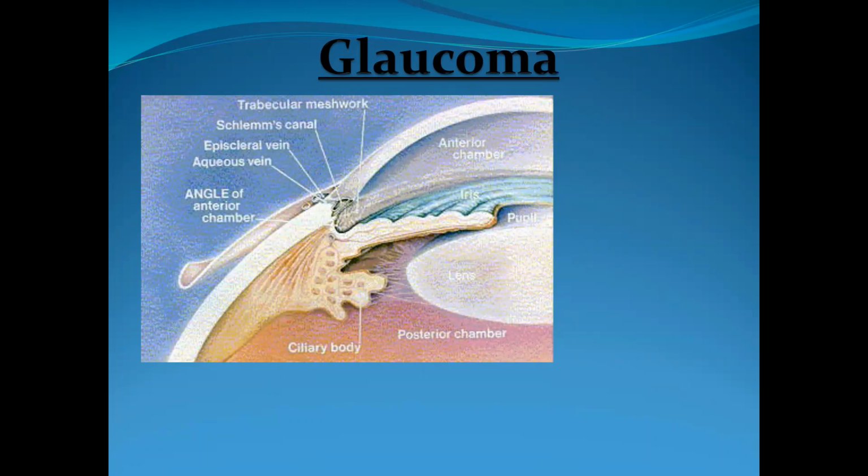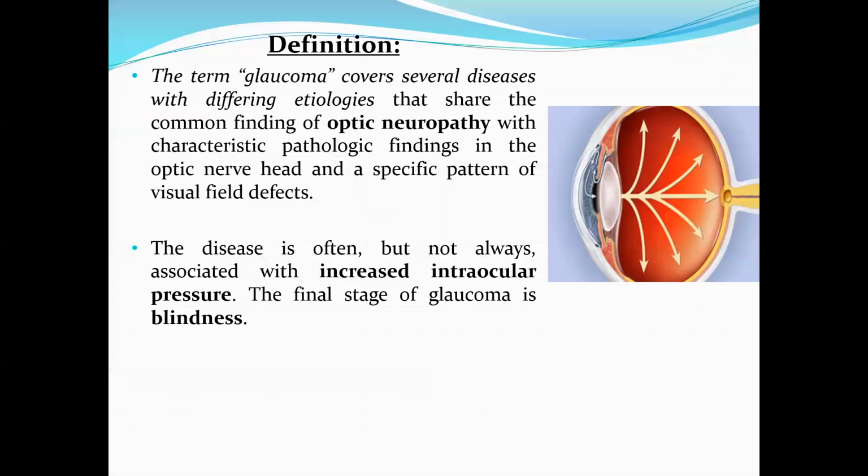First of all, we should start from the definition of glaucoma. The term glaucoma covers several diseases with differing etiologies that share the common finding of optic neuropathy with characteristic pathologic findings in the optic nerve head and a specific pattern of visual field defects. The disease is often but not always associated with increased intraocular pressure. The final stage of glaucoma is blindness.